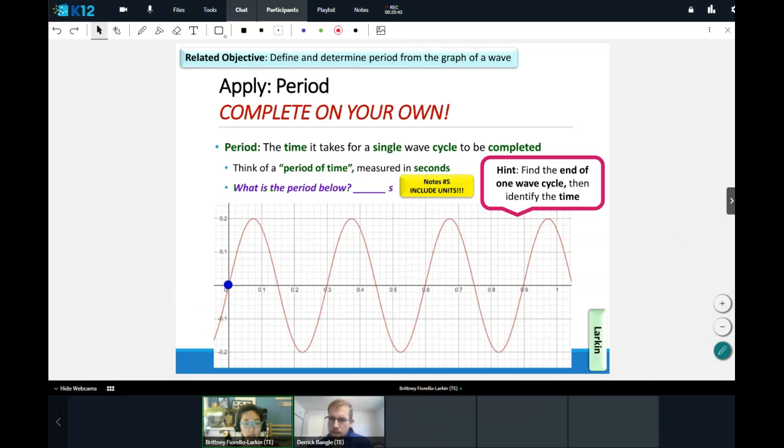Awesome. All right, so let's go ahead. This one is a complete on your own. Again, you want to find the period, so the time it takes for a single wave to be completed. All right, so again, think about a period of time. Units should be S for seconds. Now, again, as a hint, make sure to find the end of one wave cycle. Again, you need a top and a bottom bump, and then just identify the time. Go ahead and raise your hands for number 5 when you are ready. If you need help, we're in the Q&A area if you want to check your answers. 30 seconds, go, go, go.